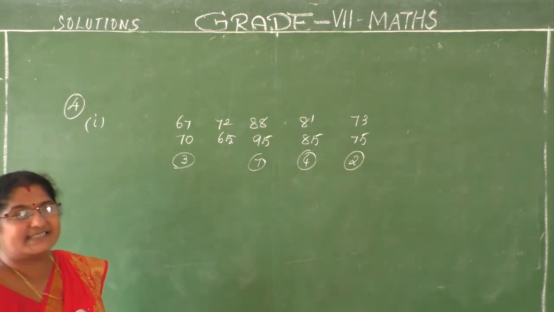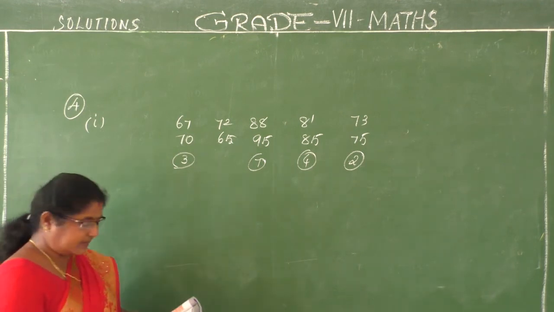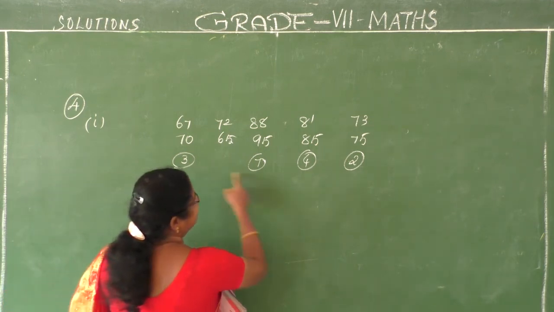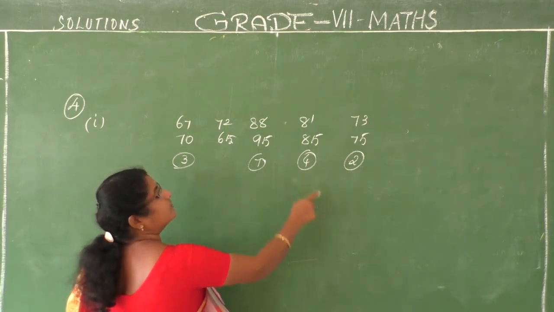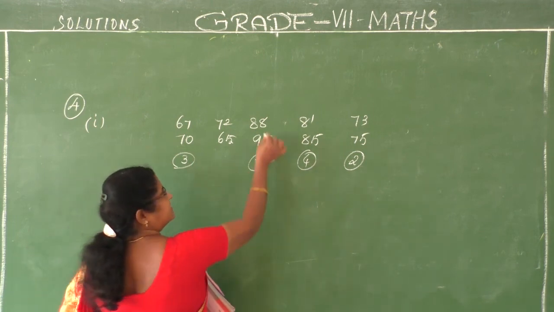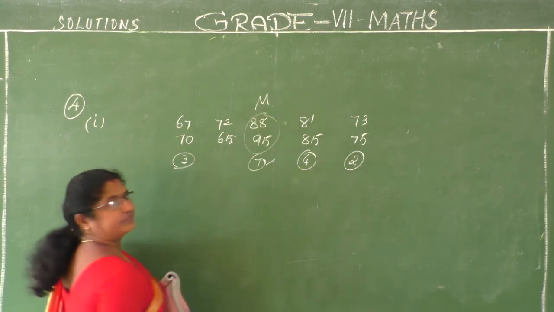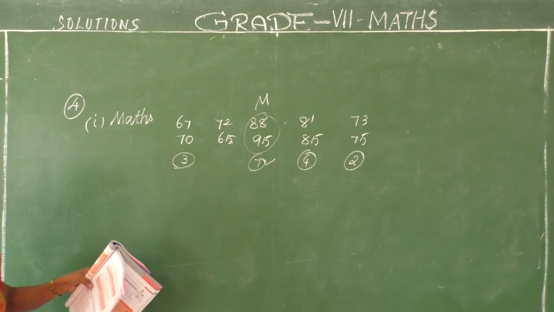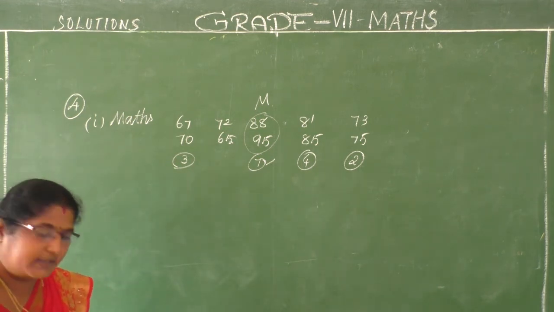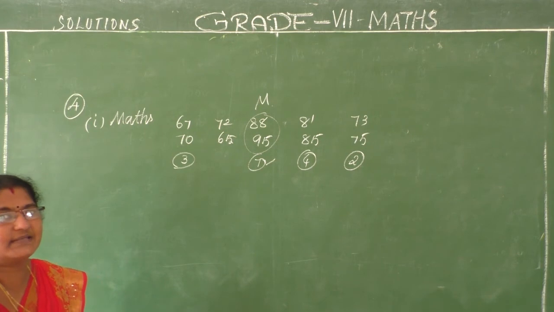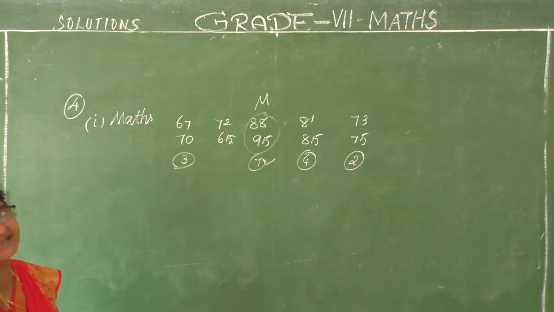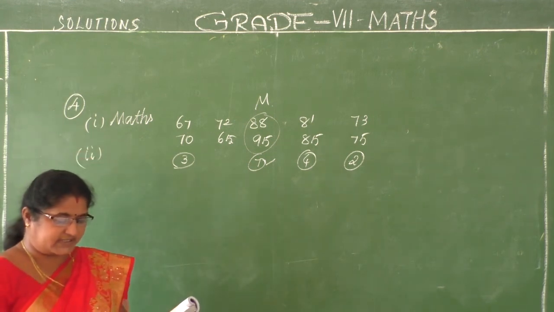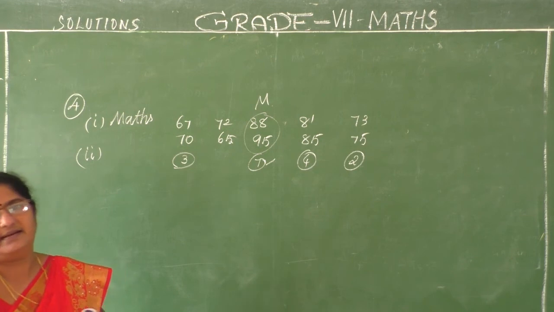Now, which performance is most? Which number is bigger? How many more marks improved in this subject? So this subject is maths. Okay, so for the first option, maths. In which subject did the student improve his performance most? Maths. Clear?